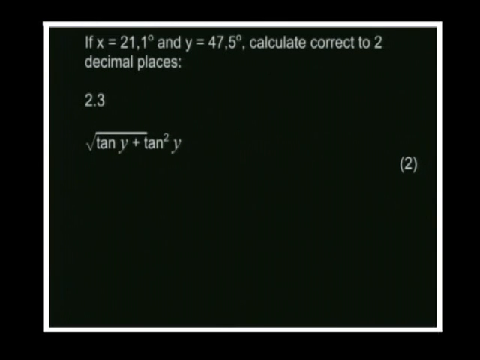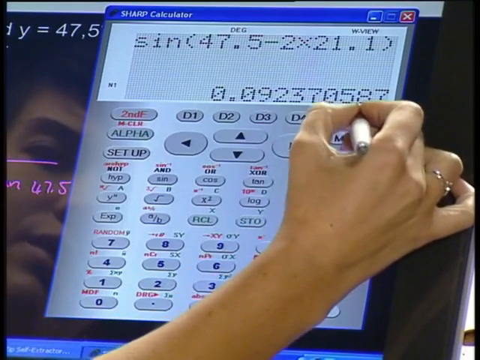Find the value of the square root of tan my y is 47.5 plus tan 47.5, and I'm going to put that in a square. Okay, and you're going to put that exactly like that into the calculator.